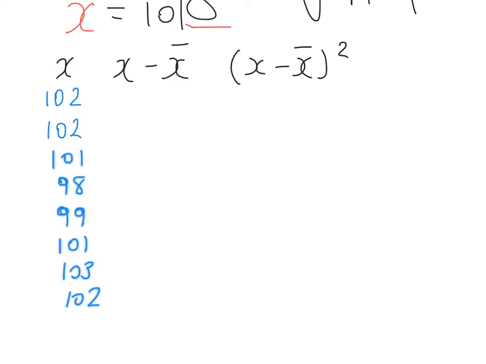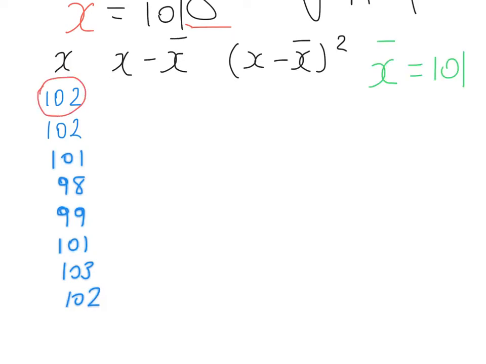I then set up my table. So the first column, x, is all the numbers in the sample, 102 down to 102 down the bottom. I then do a column which is x minus x bar. So that means that I take the number in the first column and subtract x bar. So remember that x bar is the mean, 101.